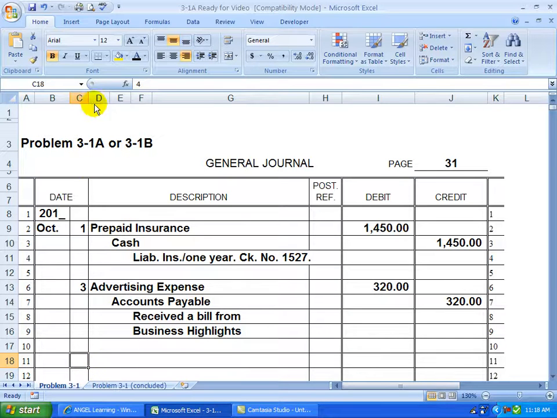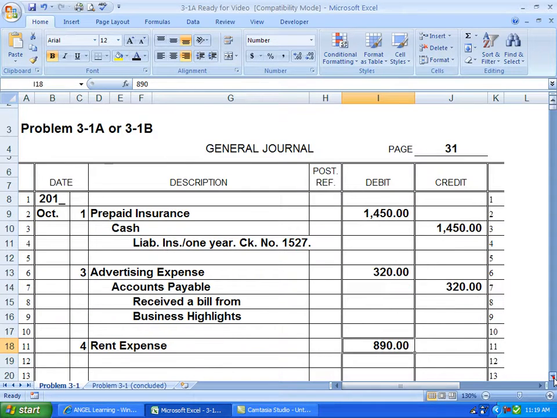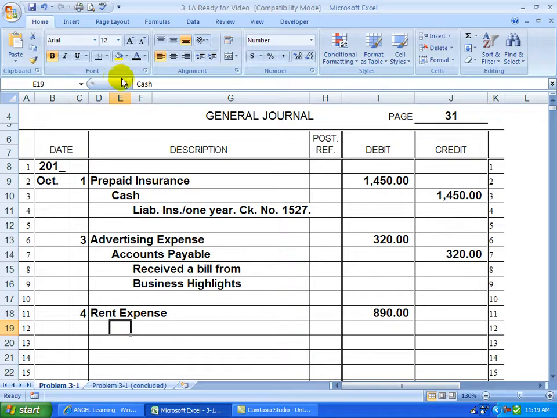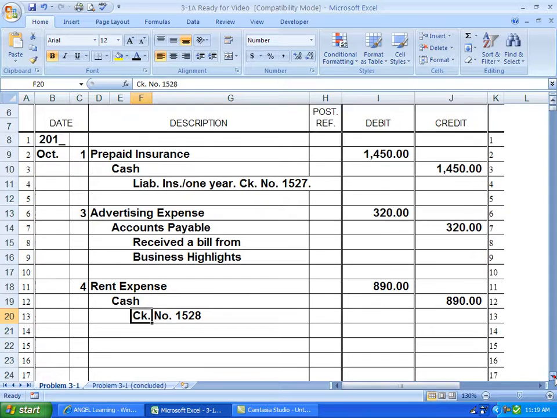This one's occurring on the 4th, so we're going to put in the 4th. And we paid the rent for the month, $890. The rent expense would be debited to increase it, so the debit comes first, and that's for $890. And then the credit will be to cash because we're writing a check for the same amount. Always must have an equal debit and credit. Equal debit and credit here, here, and here. Always must have an equal debit and credit. Now on this one, all we really need to say is the check number because we can tell by looking at the account that we paid the rent.